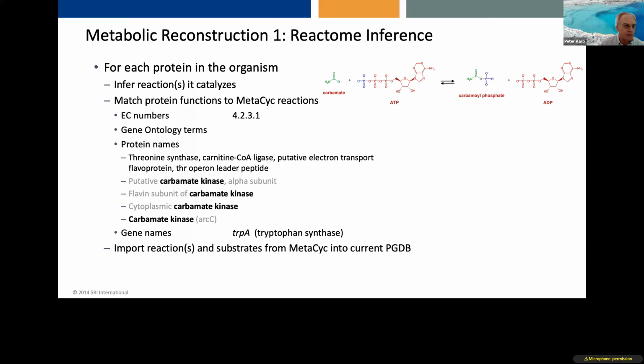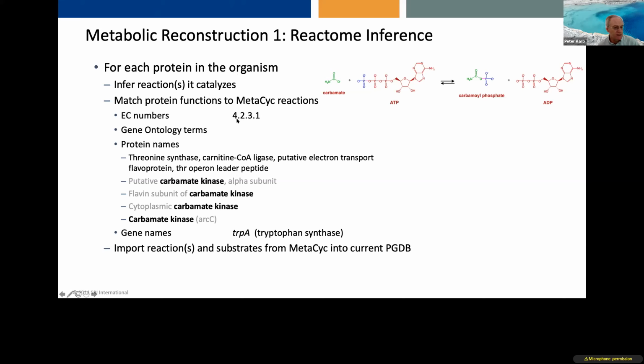All right, now how does metabolic reconstruction actually work? Well, there are 2 main phases to metabolic reconstruction. The first is reactome inference. And so what we do in reactome inference, the goal is to infer all of the metabolic reactions catalyzed by the enzymes of the organism. And to do that, the software considers every protein in the annotated genome, tries to infer the reactions it catalyzes using the following steps. It tries to match the protein functions to Metacyc reactions using the following techniques.